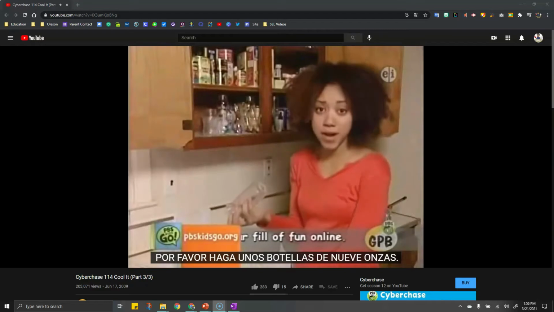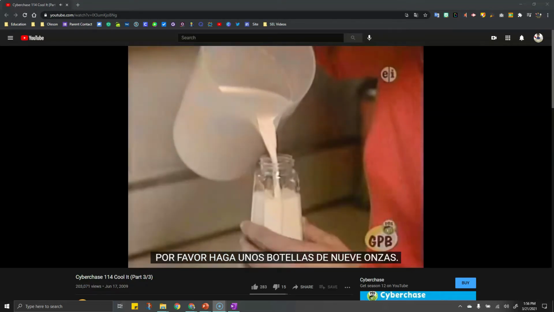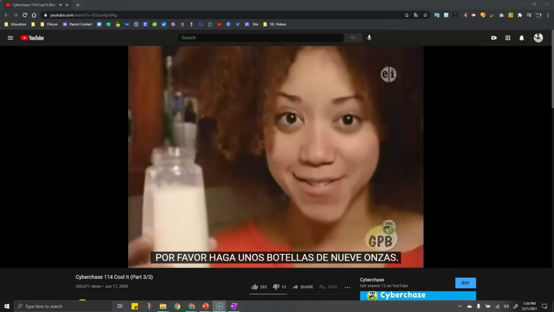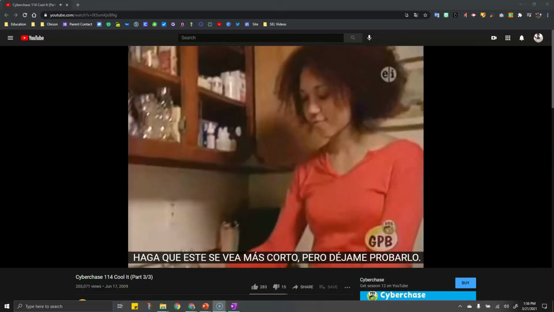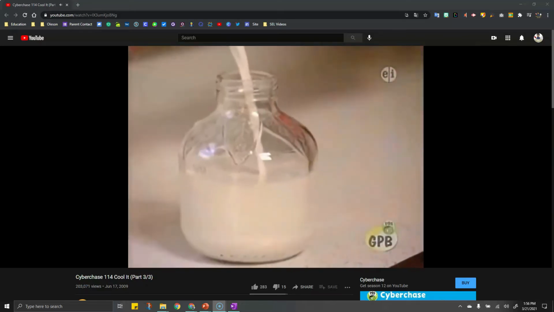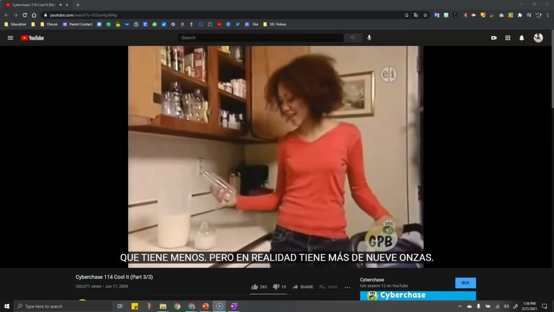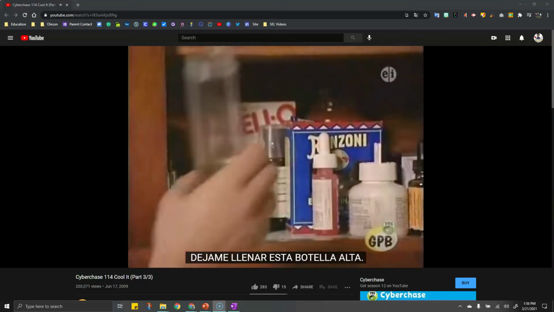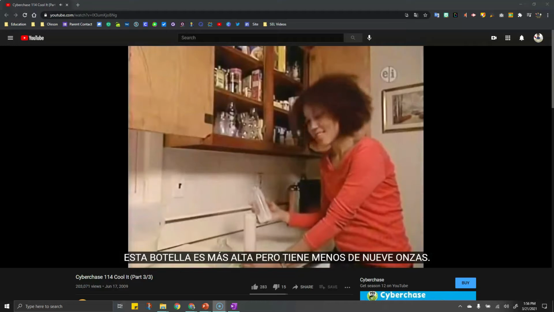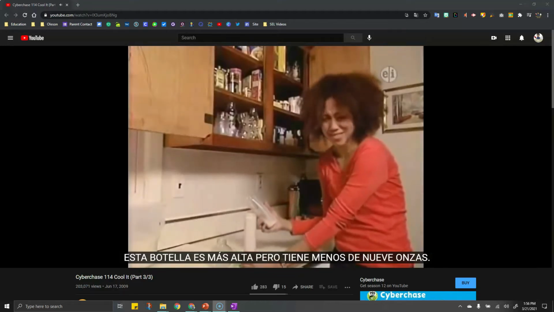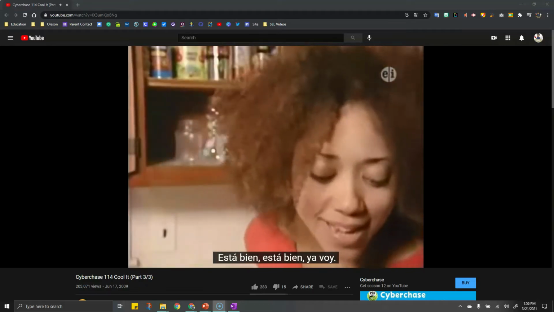Wow, this bottle's the only one that shows it will hold 9 ounces. But none of the other bottles look the same. Perfect, 9 ounces. This one looks shorter, but let me give it a try. Wow, I thought because this bottle was shorter that it holds less, but really it holds more than 9 ounces. Let me just fill this tall bottle. I'm sure it'll hold 9 ounces. This bottle is taller, but it holds less than 9 ounces. I'm confused. Okay, I'm coming.